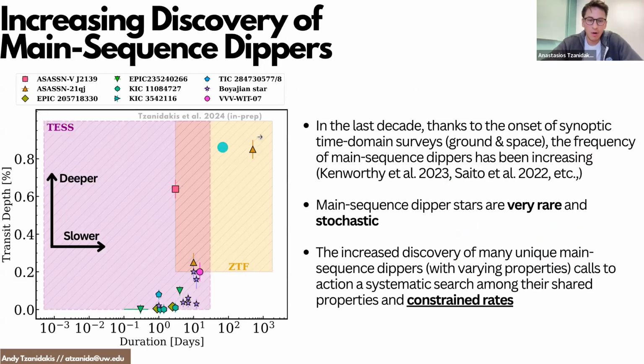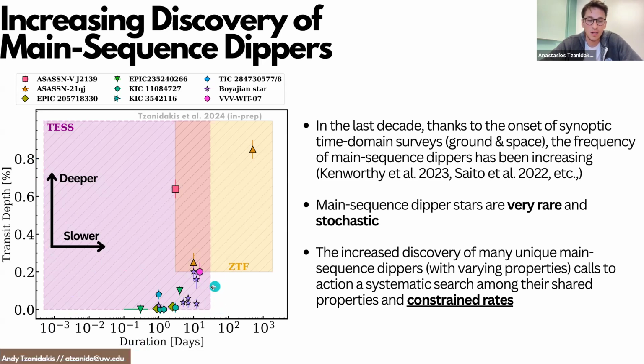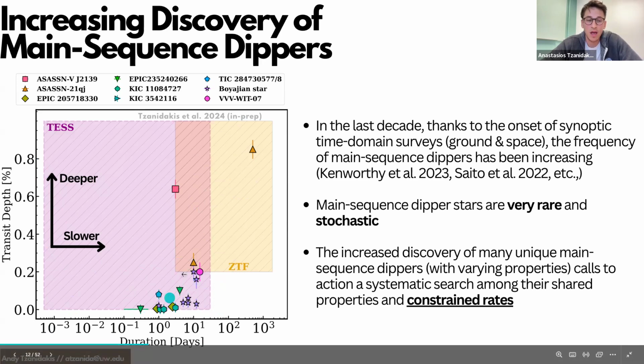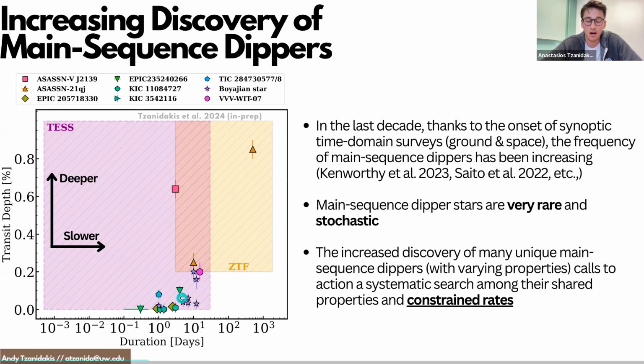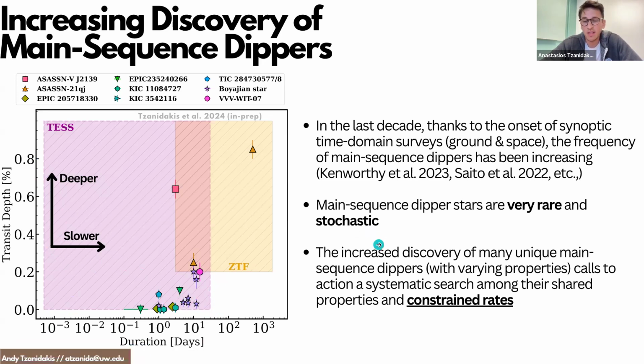Now, I wanted to put this all together and talk a little bit about the different timescales and depths that we're seeing for these objects. Here I'm showing the relative depth and timescales of some of these main sequence Dipper stars. You can see that only a handful of systems have been discovered with these longer timescales, whereas Kepler and other surveys had already discovered things that happen much faster. But what we do know for a fact is that most of these systems are very rare and stochastic. And so this is a perfect opportunity for us to go after these before Rubin comes online.